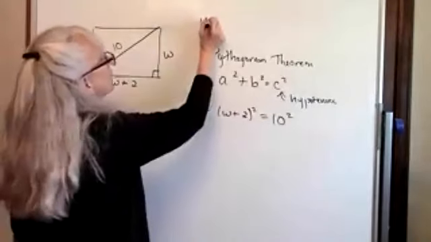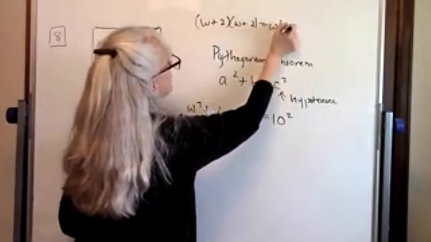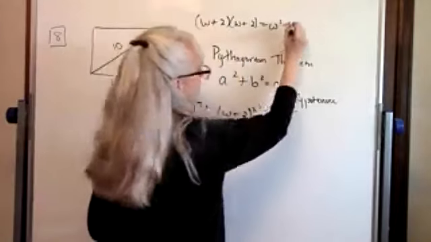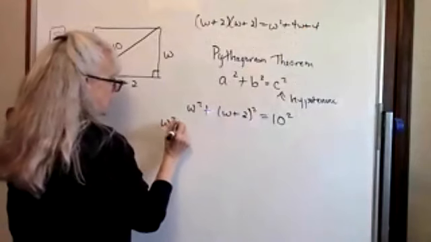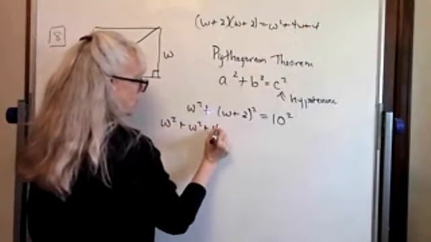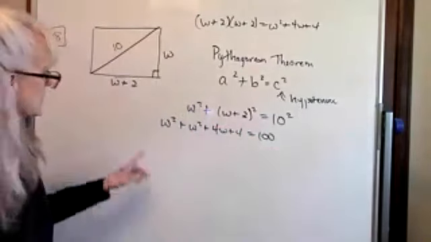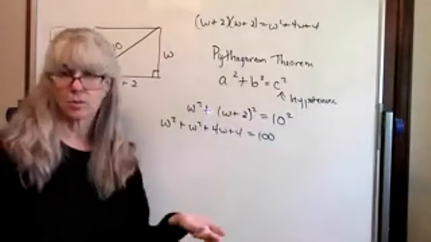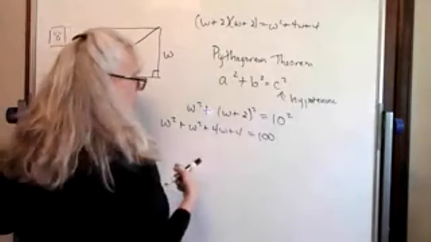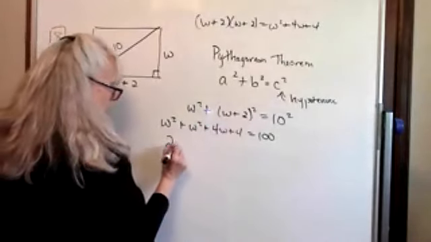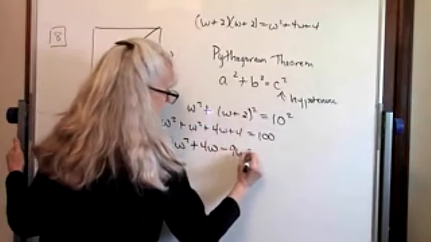So a reminder, w plus 2 times w plus 2 is w squared. When I do the outside and the inside, I'll end up with a 4w, then plus 4 for last. So we have w squared plus 4w plus 4 is equal to 100. That's 10 squared. And because we have exponents, it's a quadratic, meaning an exponent of 2 is the largest exponent we see, we're going to set it equal to 0. So we're going to move everything over, combine like terms. So I have 2w squared plus 4w. And when I bring the 100 over and subtract, I'm going to end up with 96.